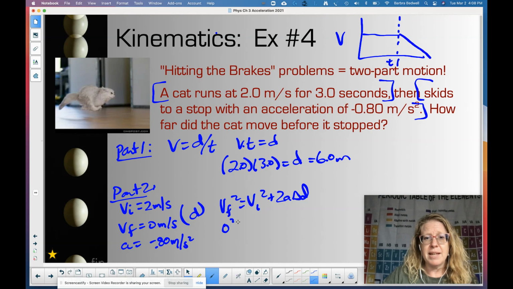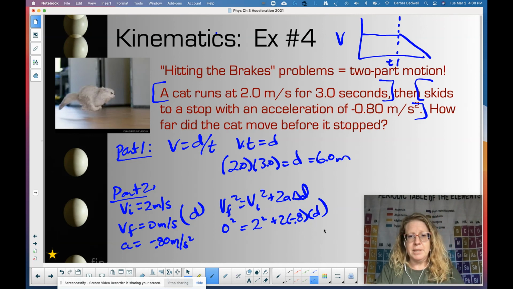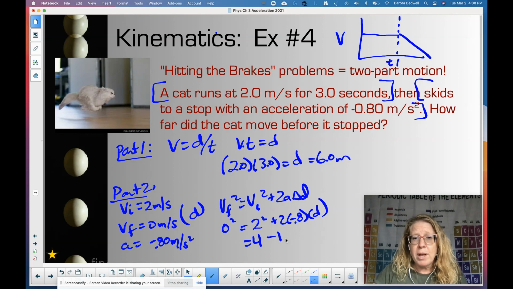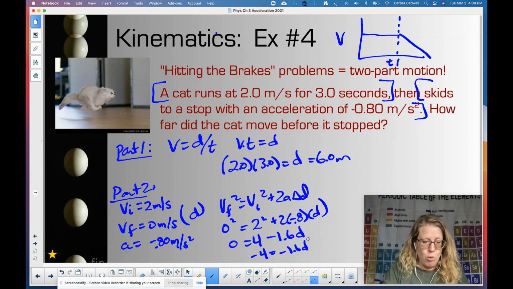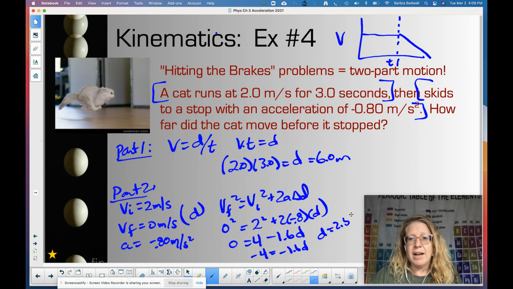So vf equals 0. That's kind of nice. 0 squared equals 2 squared plus 2 times the acceleration. Don't drop the negative sign. Negative 0.8. And then displacement. So what do we got? 2 squared is 4. I don't need a calculator for that. 2 times negative 0.8 is negative 1.6 times d. So negative 4 equals negative 1.6 times d. Negative 4 divided by negative 1.6 gives me an answer of 2.5. So d here equals 2.5 meters.